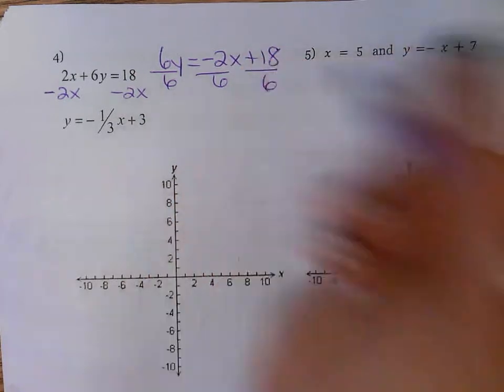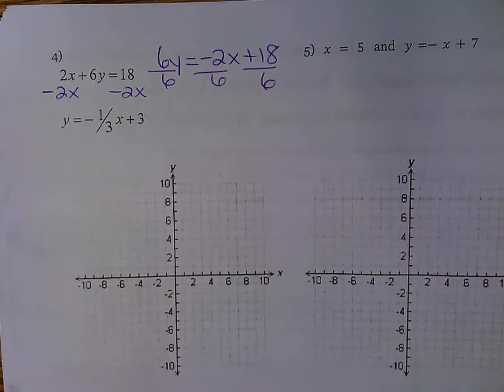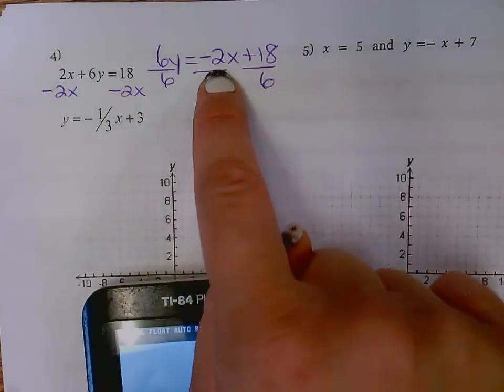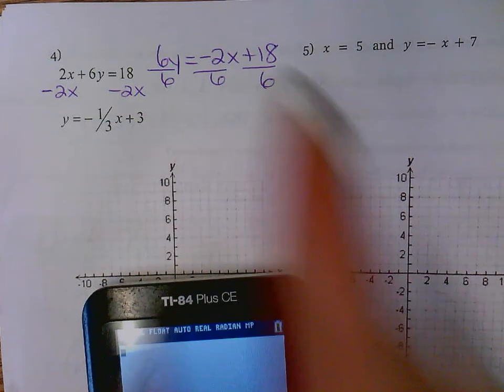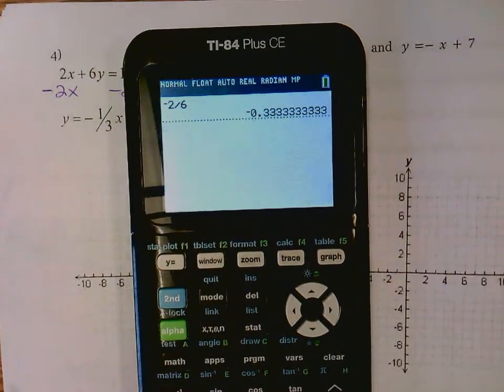Some of you were having trouble reducing this fraction. I just want to show you this magic key on the calculator. A lot of you took -2 and divided by 6 on your calculator. So if I take -2 and divide by 6, I get this ugly 0.333 repeating.